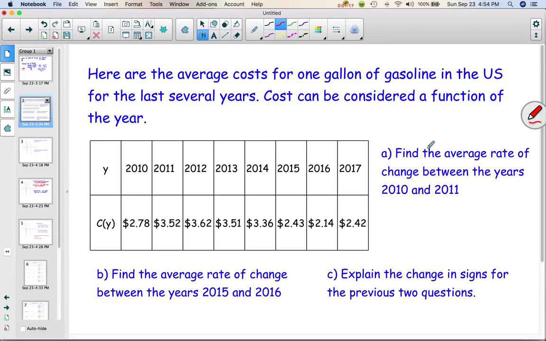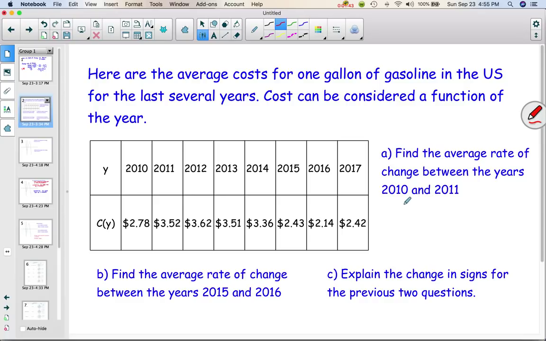So here's some actual data that I looked up about the average costs for 1 gallon of gasoline in the United States, and this is over the last several years. So we can actually consider cost a function of the year. So what I want to look at here is find the average rate of change between the years 2010 and 2011. So I'd find the year 2011 and the cost of gasoline.